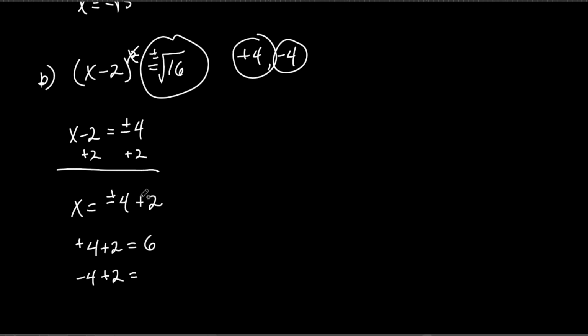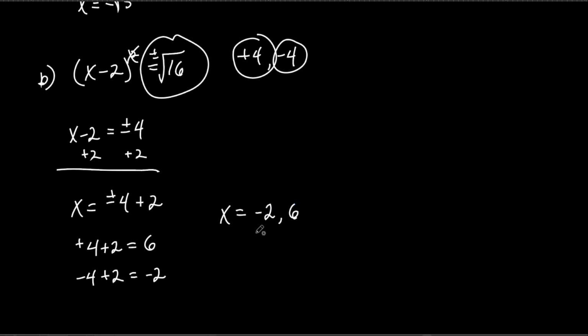Right? We add the 2 to a positive 4. We add the 2 also to a negative 4. What's negative 4 plus 2? It's negative 2. So what's my answer for x? X is equal to, we usually put the smaller one first. Like if you look in the back of the book, they'll always put the smaller one first. So let's do it that way. What would it be? Negative 2 and 6.